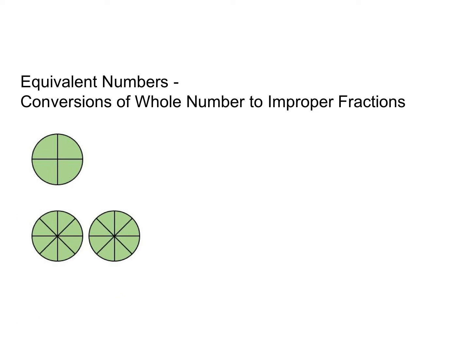Now let's talk about equivalent numbers. Equivalent essentially means equal. It's basically two ways of representing the same number. So this first example here, we would write this as either 4/4 or we could write it as 1 because it's one whole circle, but it's divided into 4 parts, so we can write it as 4/4.